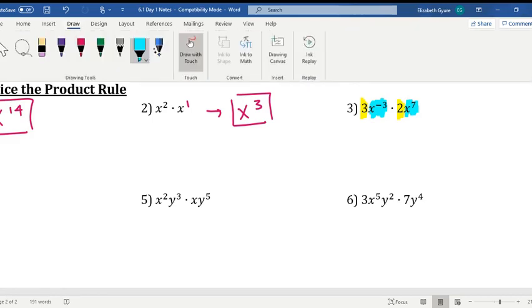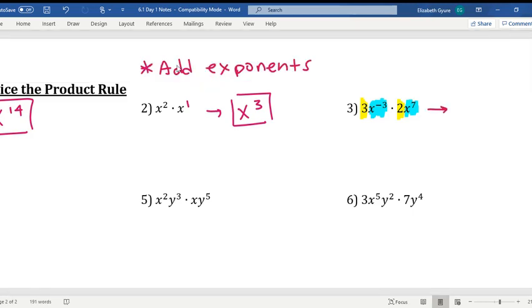So what we do is you just treat your numbers like you would before, right? If we were adding or subtracting like terms, you would add or subtract your numbers in the front. So here we're multiplying our terms. So what's 3 times 2? 6. So 3 times 2 is 6. And then you look at your x's separately. If you have x to the third and x to the 7, what's negative 3 plus 7?